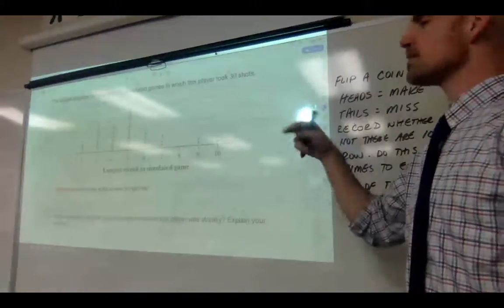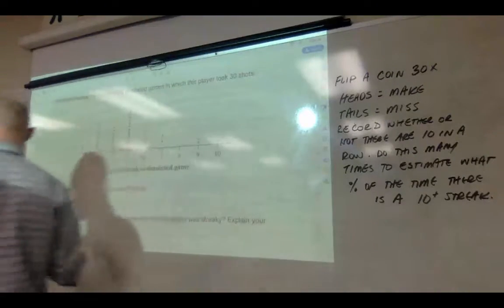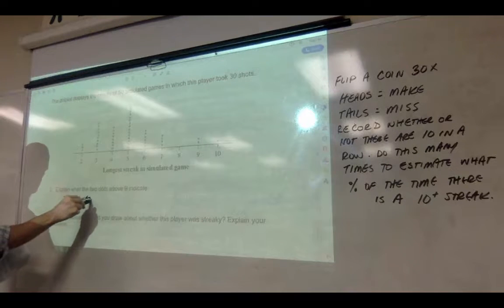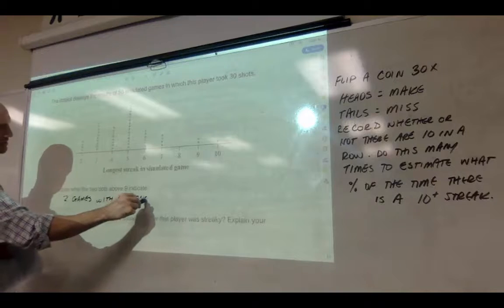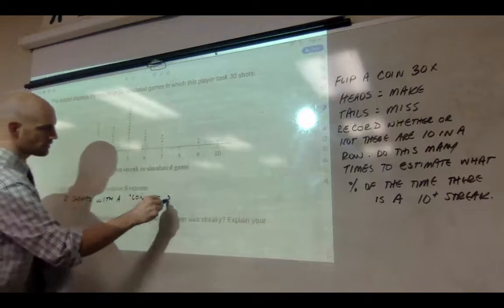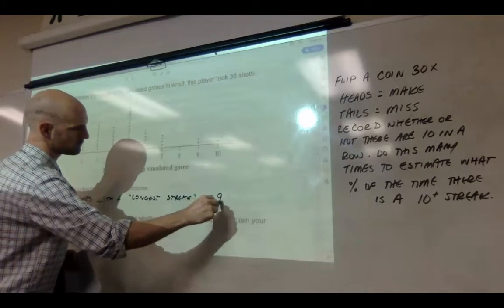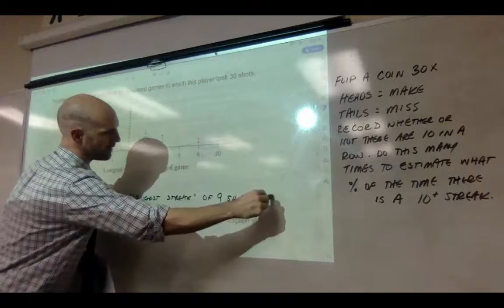What are the 2 dots above 9? What are those indicating? 9 is the longest streak in those 2 sets of 30 shots. 2 games with a longest streak of 9 shots made.